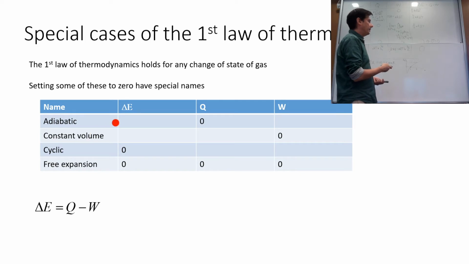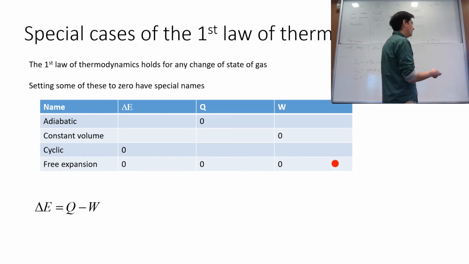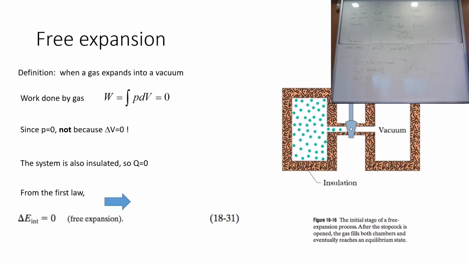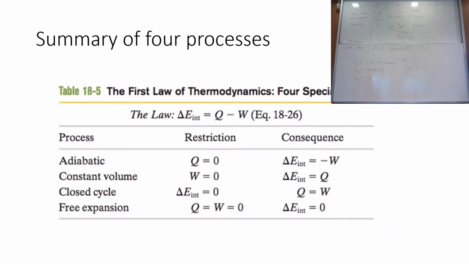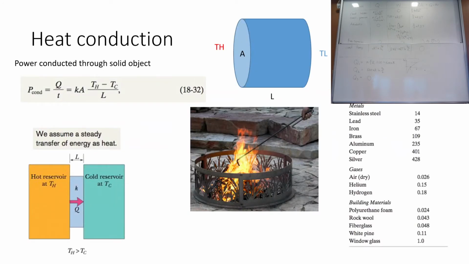And what they mean in a rigorous sense. Adiabatic means that heat is 0. Isothermal means the temperature is constant. Constant volume means the volume is constant, so the work is going to be 0. In cycles, in a PV diagram, the internal energy change is 0 because it returns to the same state. And in free expansion, all three of these things are 0. These are some examples of that.